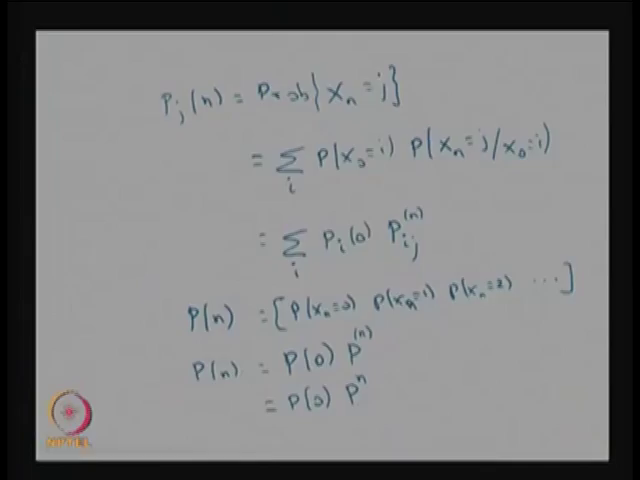That means, if you want to find out the distribution of X n for any n, you need only the initial probability vector and the one step transition probability matrix. Because the discrete time Markov chain is time homogeneous, we need only the one step transition probability matrix and the initial probability vector to find out the distribution of X n for any n. So, with the help of the one step transition probability matrix and the initial probability vector, you can find the distribution of X n for any n.